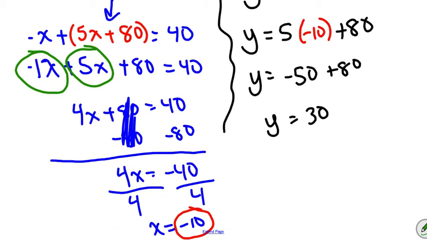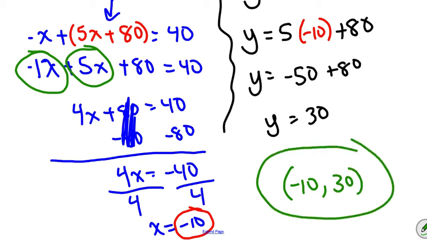So final answer, now we will write our answer as a point. Negative 10 is the x value, 30 is the y value, and that is your final answer. Okay, this is how your answer must be written in order for you to get credit. You will lose points if you don't have it in this form. If you just have y equals 30 and x equals negative 10, you're going to lose points. Okay, it has to be written as a point.